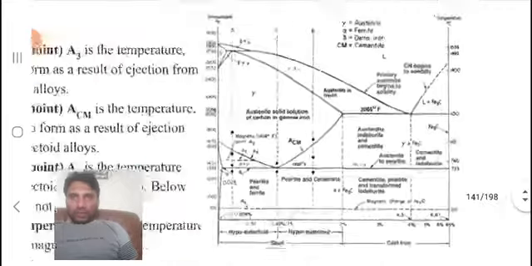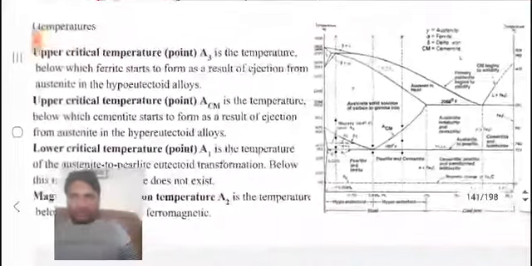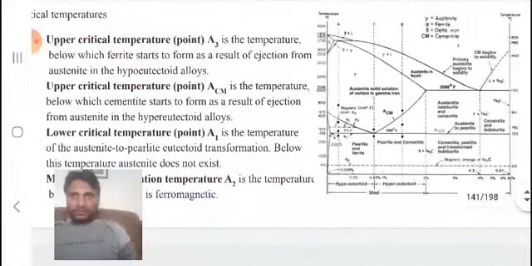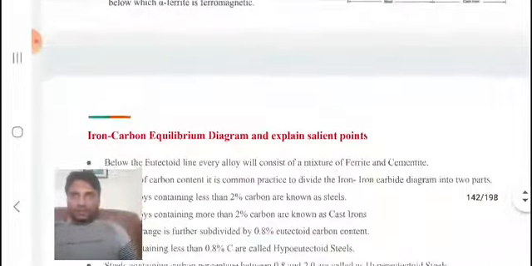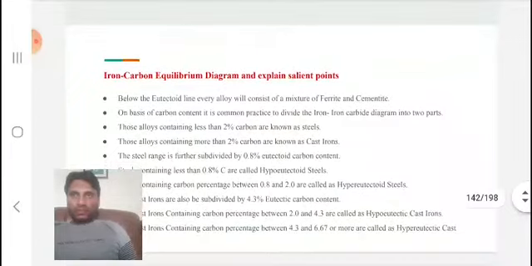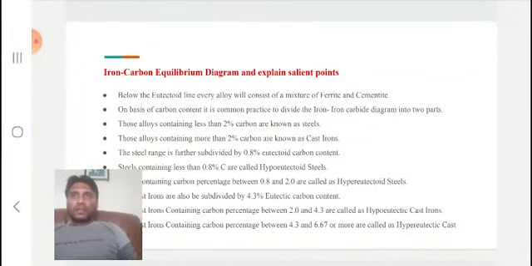Okay, now, after the next slide. So below the eutectoid line, every alloy will consist of a mixture of ferrite and cementite.